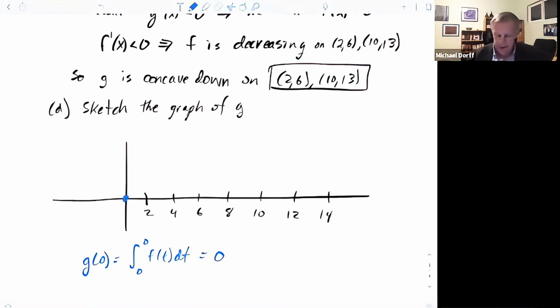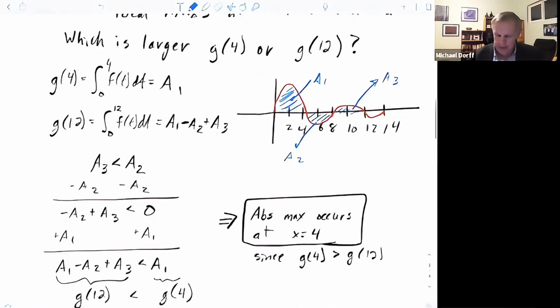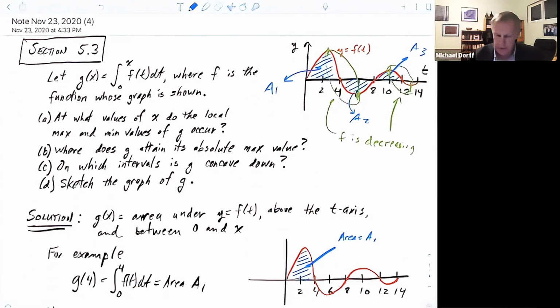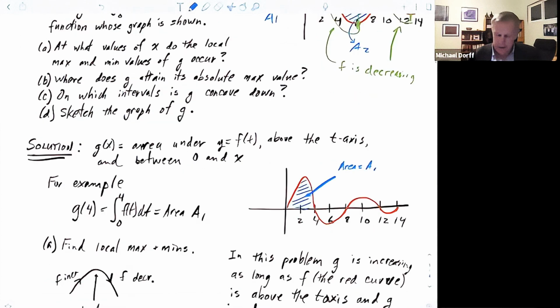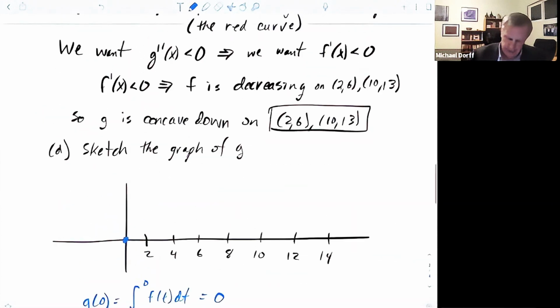Then what happens to g as I go from x equaling 0 to 4? Well, if I go back to my original graph here, the area under the red curve is increasing. Area keeps increasing. It's above the x-axis all the way until I get to 4. So that means that g is increasing all the way up to 4. I'm going to have a local max at x equals 4, and it's also going to be an absolute max.